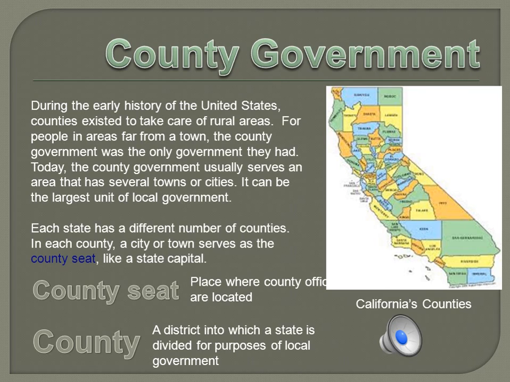But you know, during the early history of the United States, counties existed to take care of more of the rural areas, so it was more countryside. So people in the areas far from towns, they had a county government, and that was it. And that usually served several towns or cities. So a county actually included many cities, and that's still true today. For instance, in South Lake Tahoe, we're in El Dorado County, and that includes many cities.